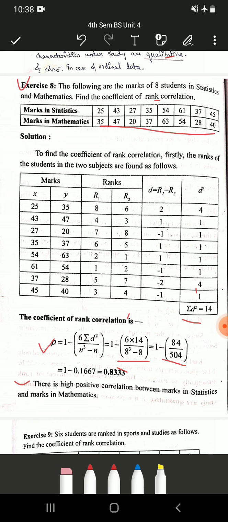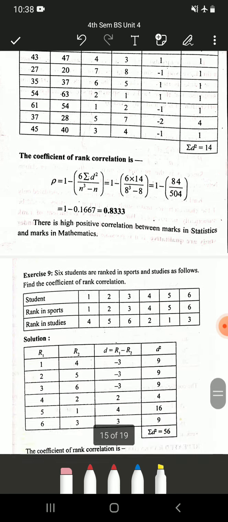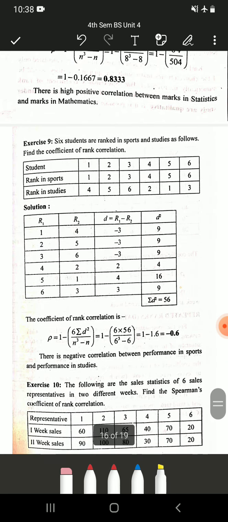by students. So again, writing the formula and writing the comment is very important. So this is very easy compared to Karl Pearson's coefficient of correlation. Not much calculation is required. All you have to do is you have to find R1, R2, D and D square. So let us see the next problem.